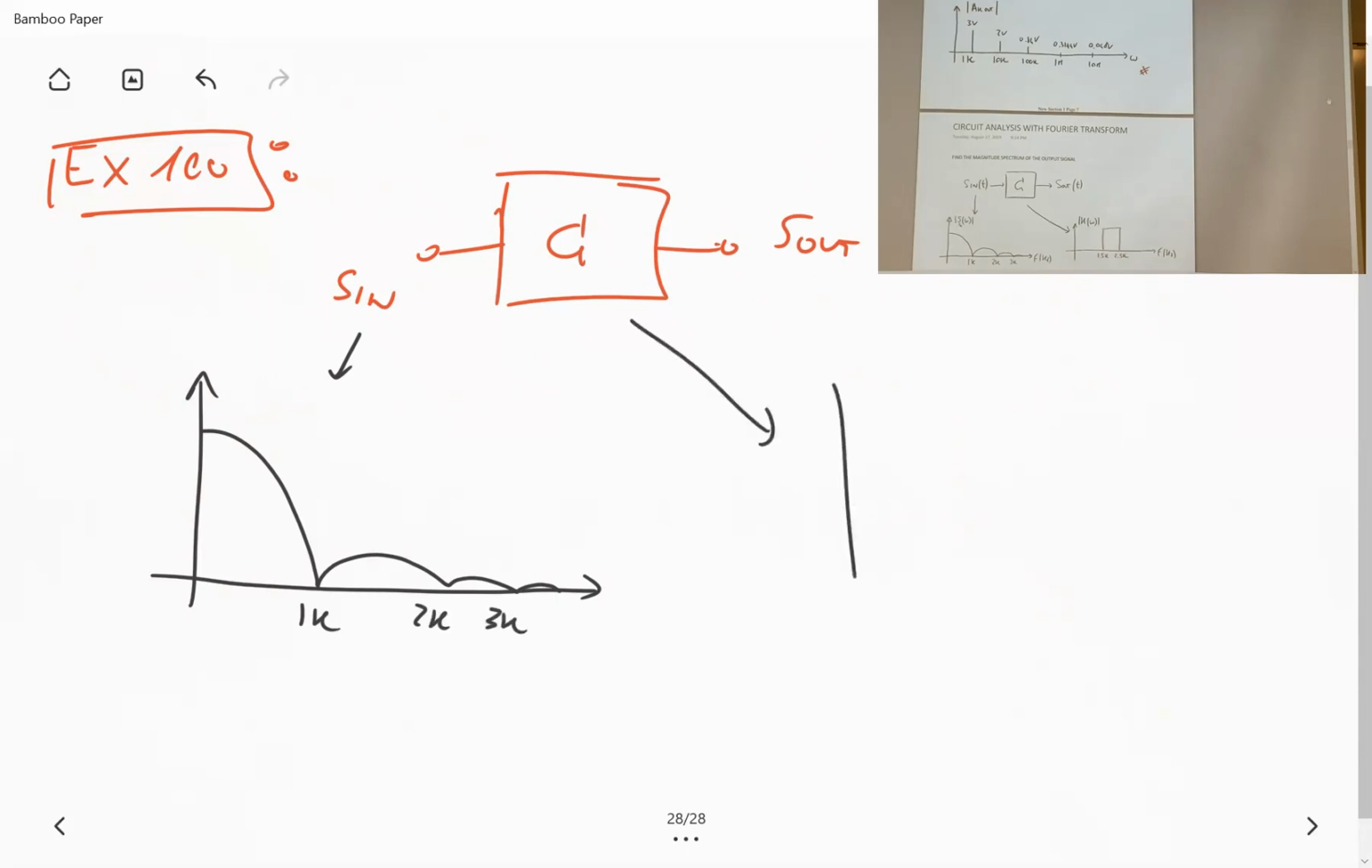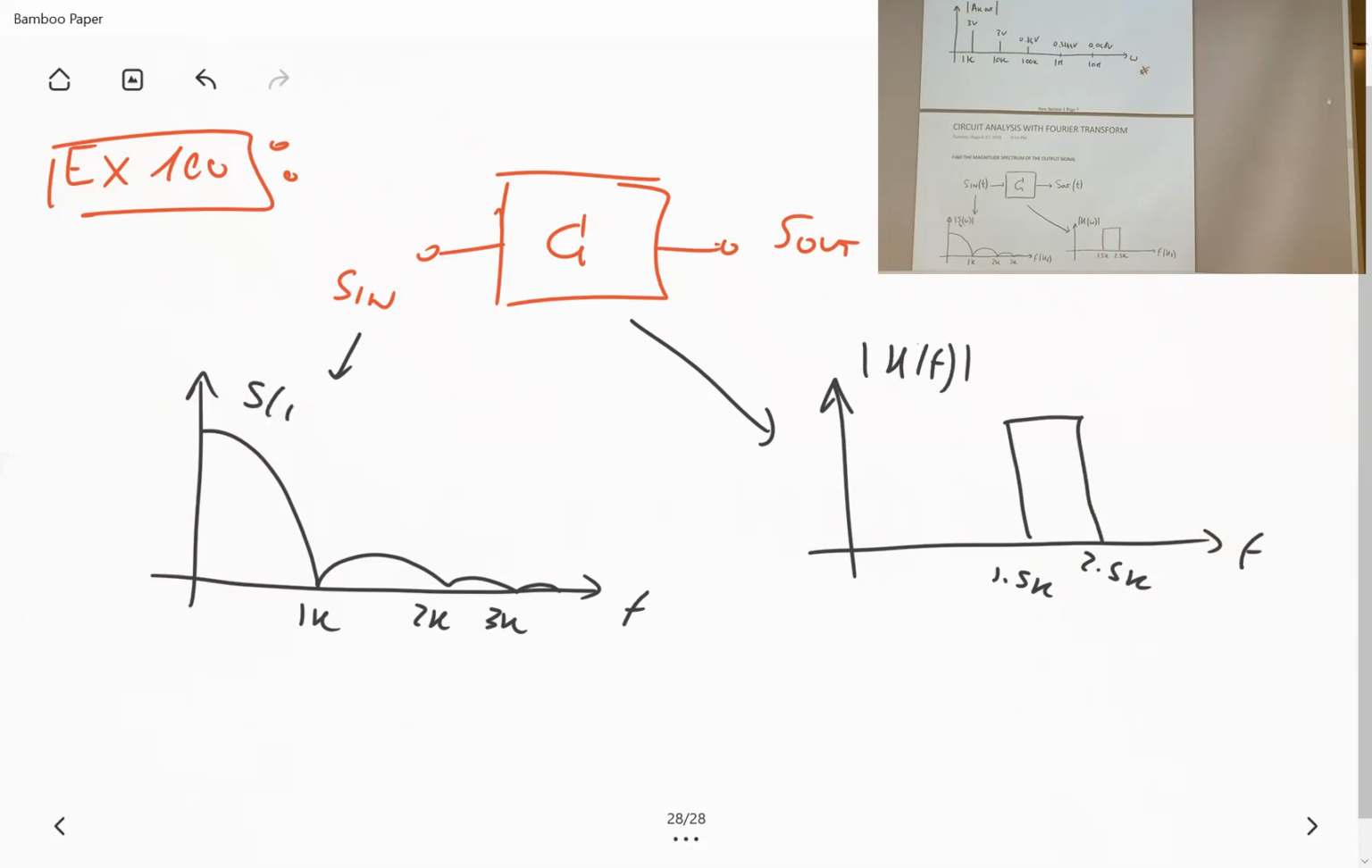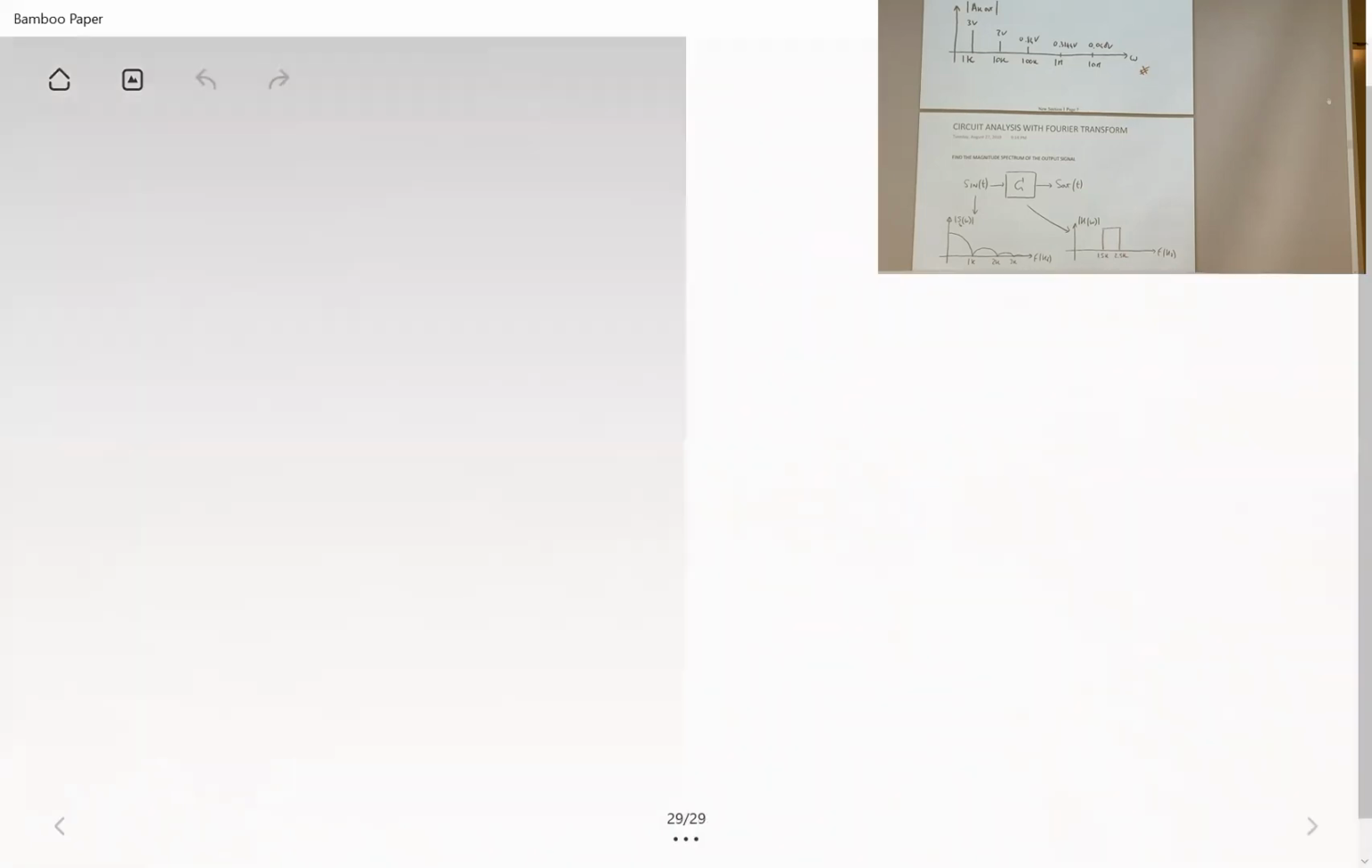The frequency response of the system is this one here, 1.5K. If it's difficult, just let me know, okay? And the problem is always asking, find out the output waveform, or in this case, the output spectrum. How to do that? Simple again. Solution.